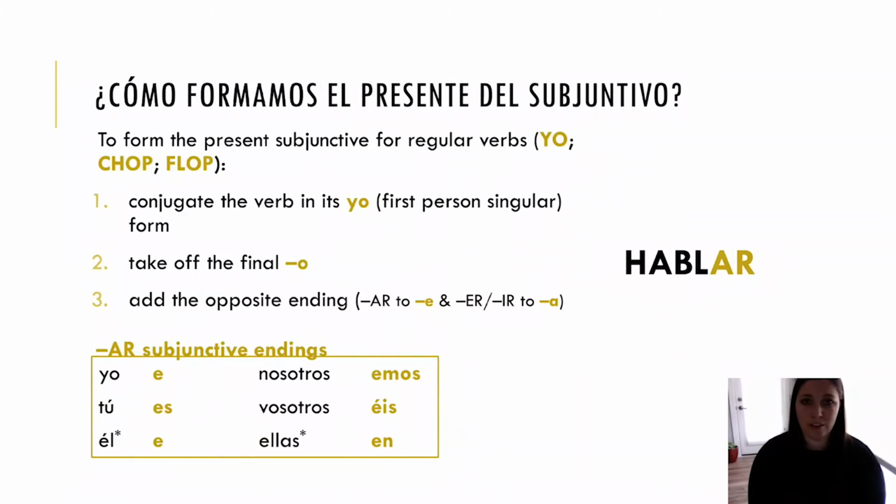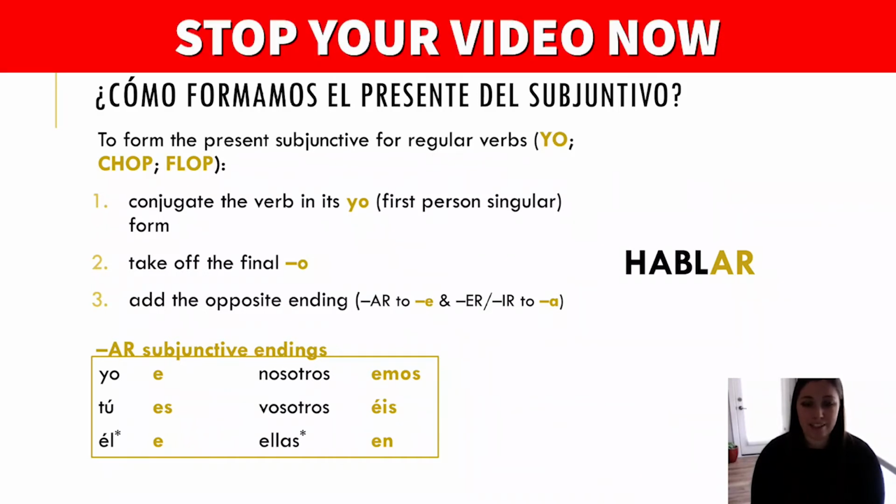So let's go back to forming the present subjunctive. We're going to practice this with an AR verb, an ER verb, and an IR verb, just like we do in all the grammar videos. Remember yo chop flop, and let's start with the verb hablar, our AR verb. You have the subjunctive endings here for you, because since it's AR, it's going to flip to E and all of its variations. So just like with every grammar video, go ahead and pause this video, write down the conjugations yourself, and the next slide will have the answers.